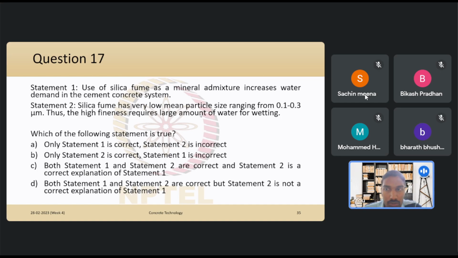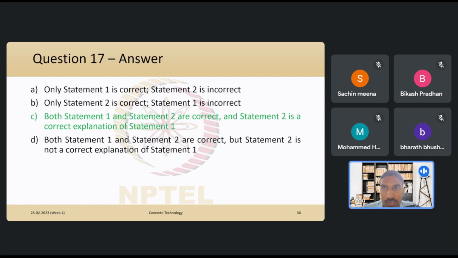Therefore statement 2 is also correct, and statement 2 is also a reason why statement 1 is true, because of this increase in surface area. You are requiring more water, therefore use of silica fume is increasing the water demand for the cement concrete system. So both statements are correct, and 2 is also the right explanation for why statement 1 is true. Therefore option C is correct.